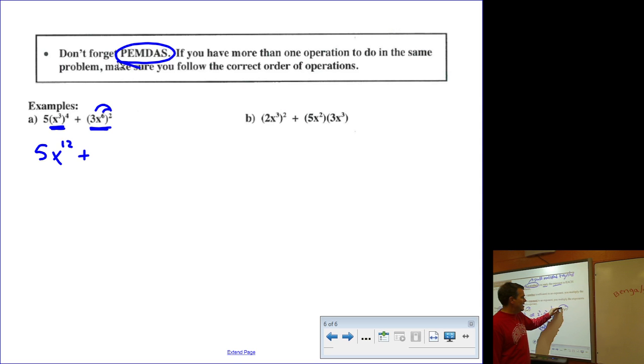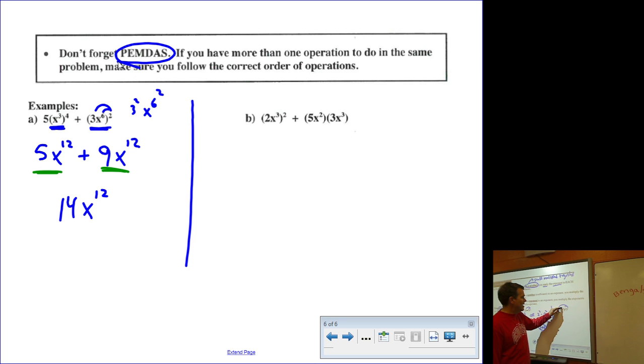The second one, I have 3 to the 2nd power, and I have x to the 6th to the 2nd power. So 3 to the second power gives me 9, and x to the 6th to the second power gives me x to the 12th. Now, I have these two terms that possibly I can add together. I can only add them together, of course, if they are like terms, which they are. And don't forget, when you add like terms together, you do not change the variable in the exponent. You just add the coefficients. 5 plus 9 gives you 14, x to the 12th.